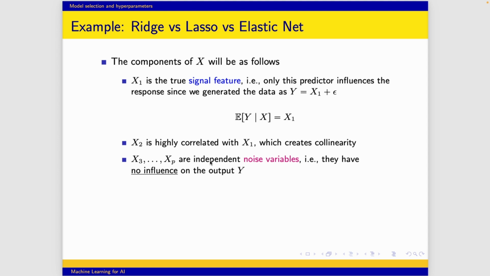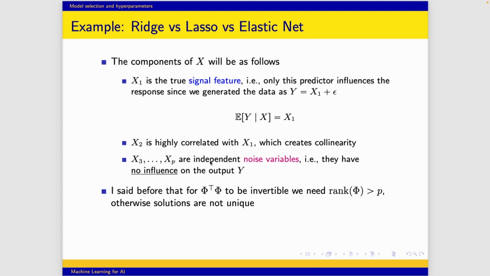Now, I said before, and I'll mention it again, that if we want phi transpose phi to be invertible, we need the condition that the rank of phi is greater than p. So we need more data points than features p. Otherwise, as I explained earlier, the solutions are not generally going to be unique.